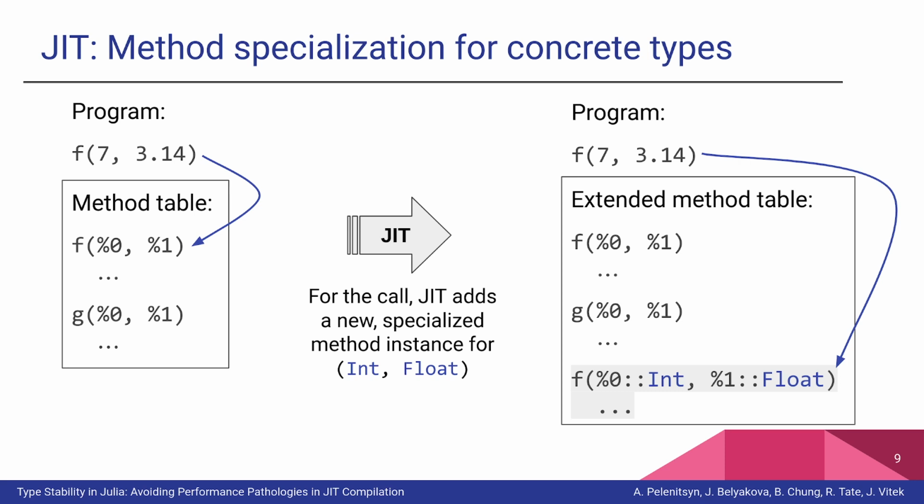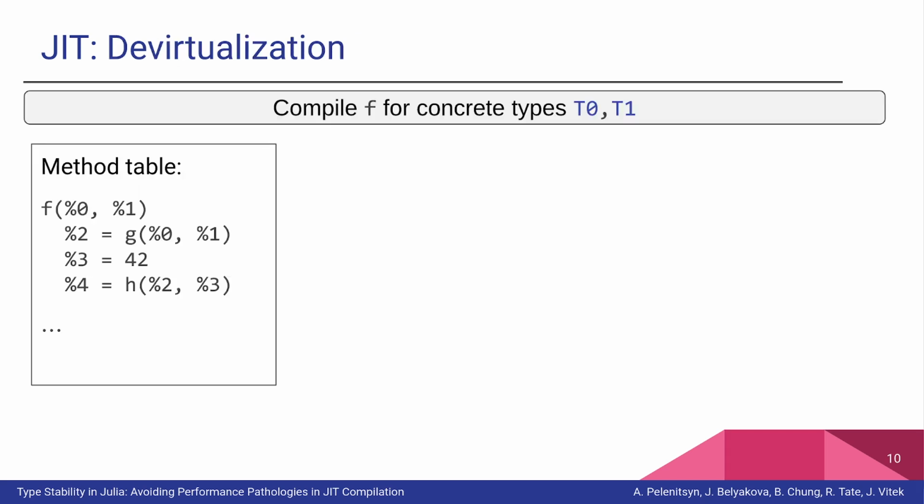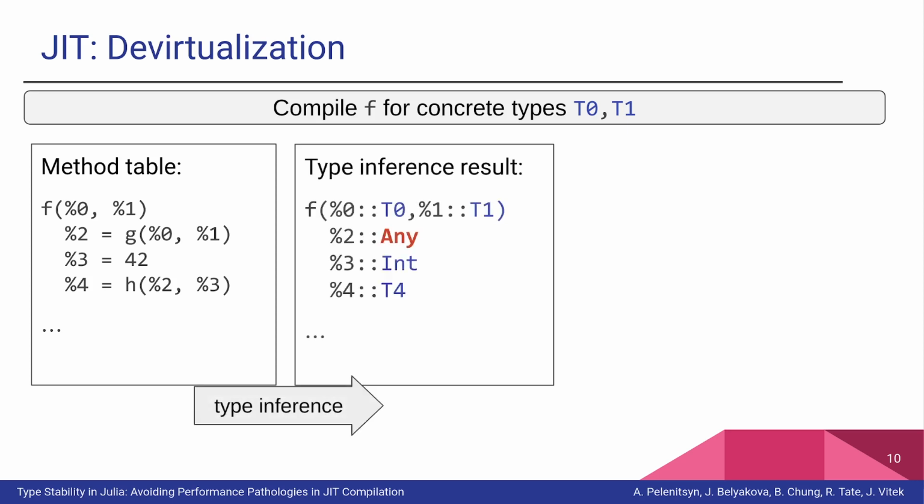But what does this new version look like? As we said before, our JIT performs only one optimization, which is devirtualization. Let's say we are compiling f for arguments of concrete types t0 and t1. The first step is to run type inference on f's body with those argument types. This will produce a typing for each slot in the function.